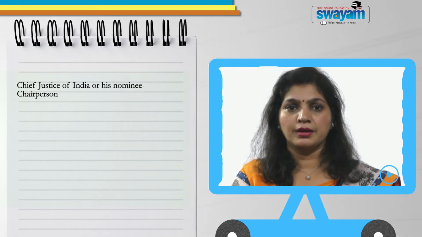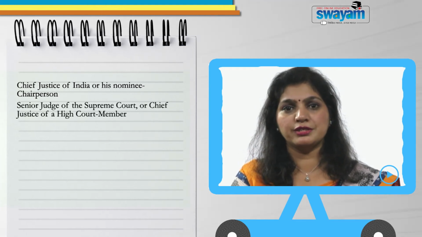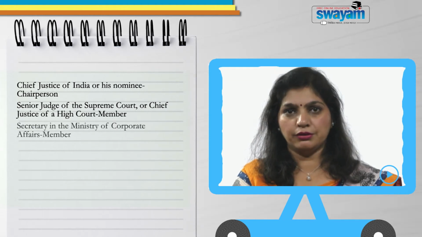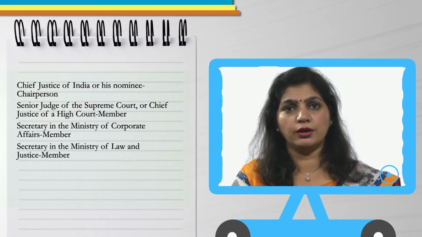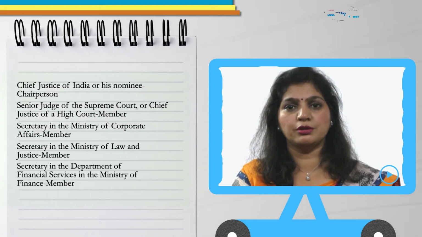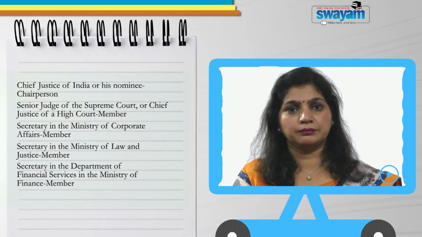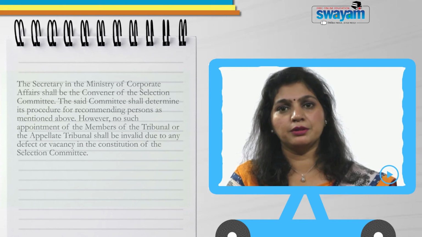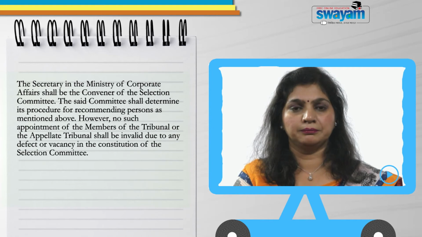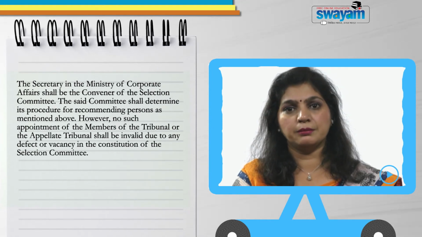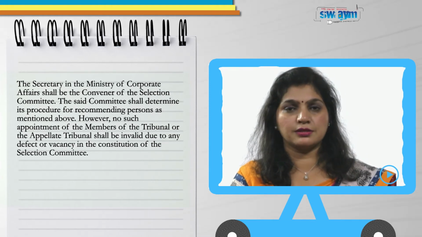chairperson of the committee. Then we have the following members: Senior Judge of the Supreme Court or Chief Justice of a High Court, Secretary in the Ministry of Corporate Affairs, Secretary in the Ministry of Law and Justice and Secretary in the Department of Financial Services, who is in the Ministry of Finance. Further, the Secretary in the Ministry of Corporate Affairs shall be the convener of the selection committee. The said committee shall determine its procedure for recommending persons as we have just discussed.